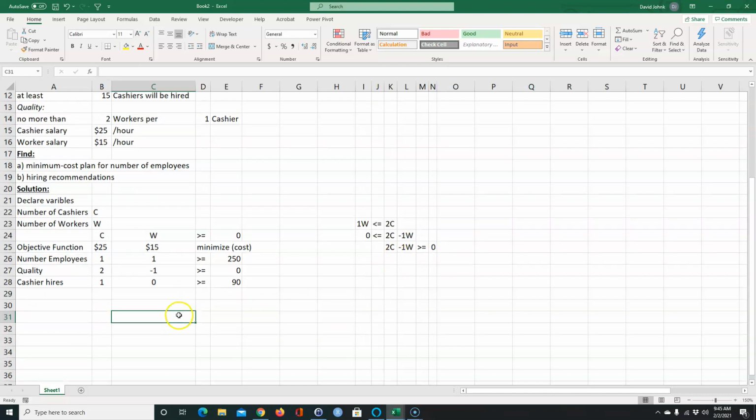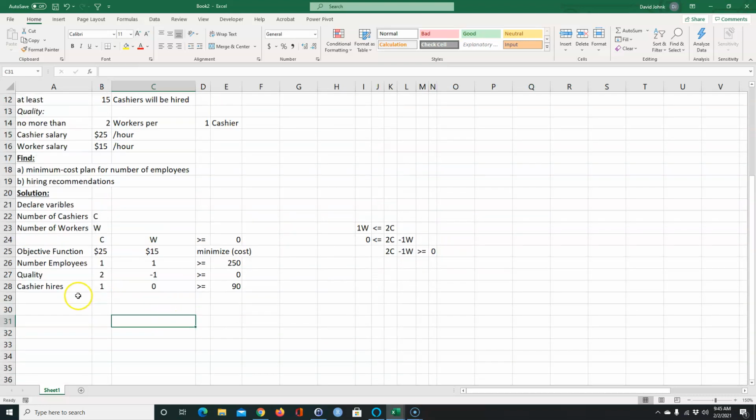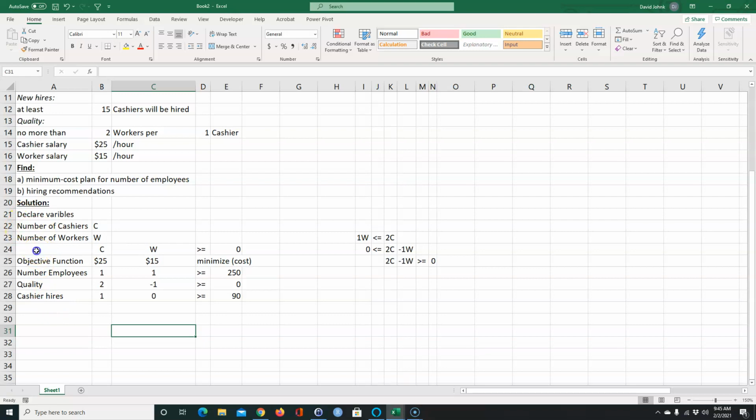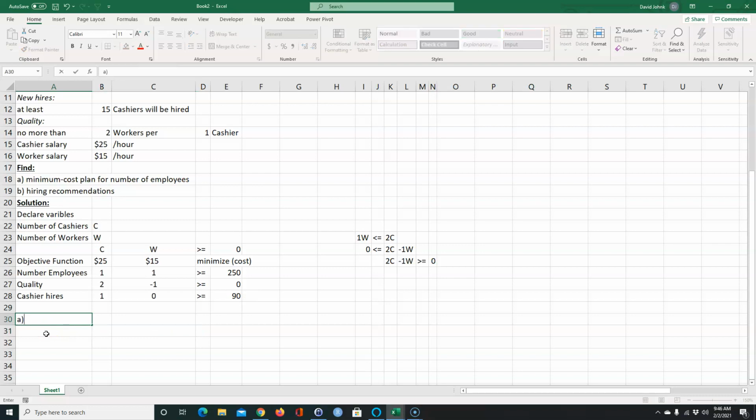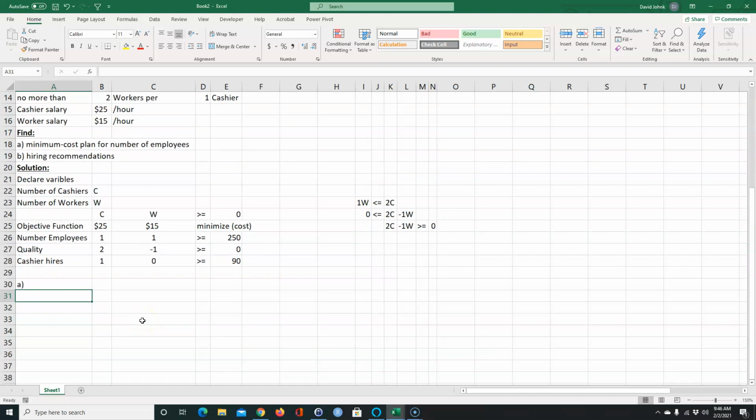Okay, so now we're ready to solve it. So this is probably the hardest thing, is just kind of formulating this. And probably in this problem, this is the most difficult to understand. Everything else is pretty straightforward. So I'm going to do part A. And I'm going to show you how easy this is to do in Excel, and you're going to really appreciate this. So I'm just going to highlight these.